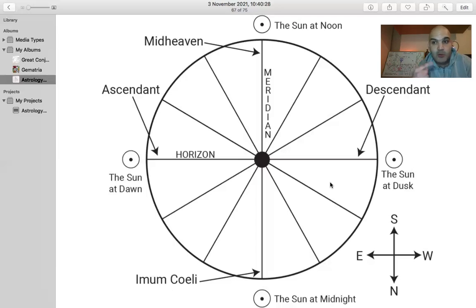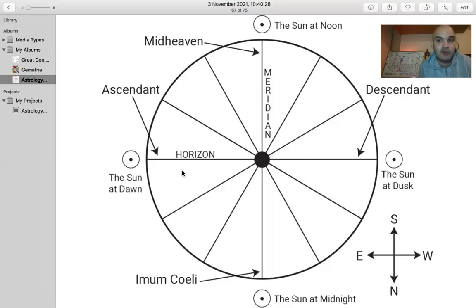So I don't know if any of you watched my video simplifying the signs and planets, where Aries is I am, Taurus is I have, Gemini is I think, Cancer is I feel. So the meaning of the houses corresponds with the signs. So the first house meaning corresponds with things in relation to Aries.